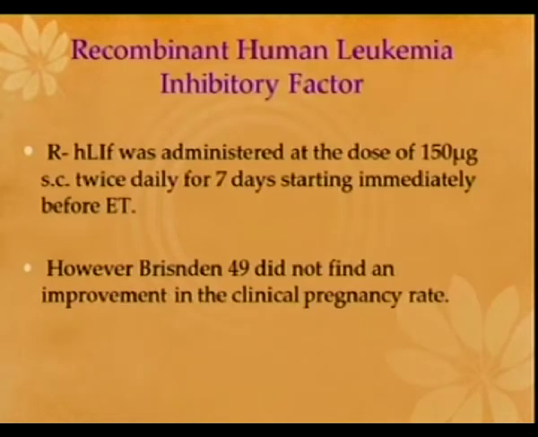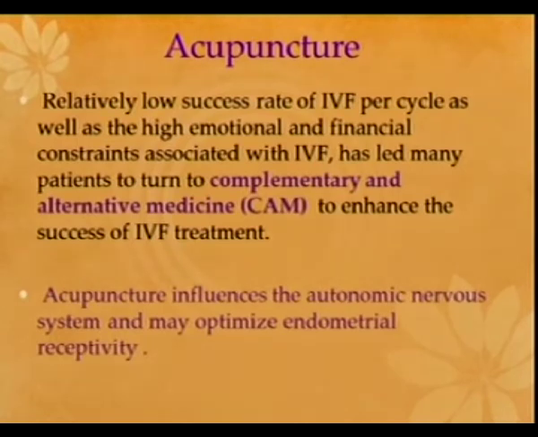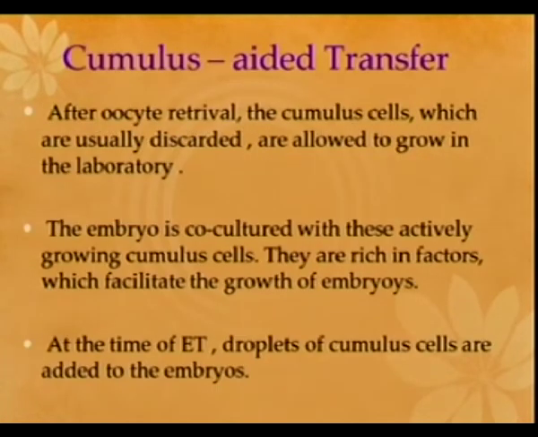Allogenic lymphocyte therapy, recombinant human leukemia inhibiting factor, acupuncture: these are used when the consultant and the patient both get tired, and we don't get results. Even before we turn to them, the patients do turn to complementary and alternative medicines, which should not be discouraged totally. Acupuncture is known to influence the autonomic nervous system, and it could optimize endometrial receptivity to some extent.